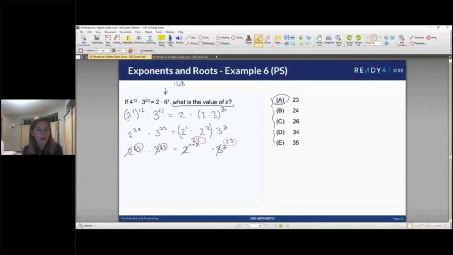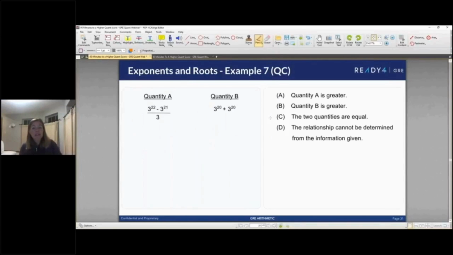If I picked any of the other answers, I'd get like a 26 and a 27, or a 34 and a 35, and that wouldn't match these exponents. So 23 is the answer, because that's how we can make the exponents match on both sides. So A.